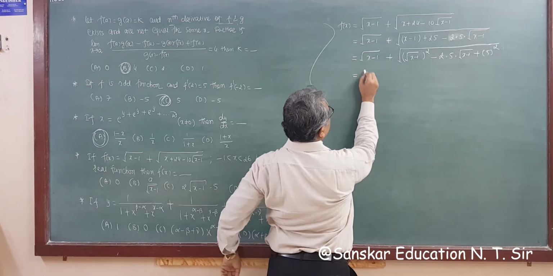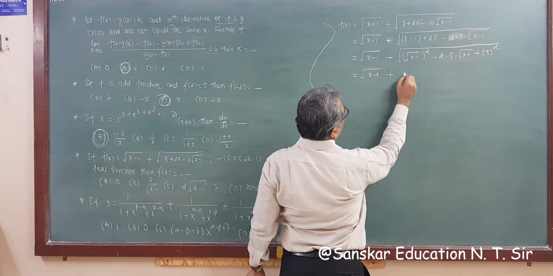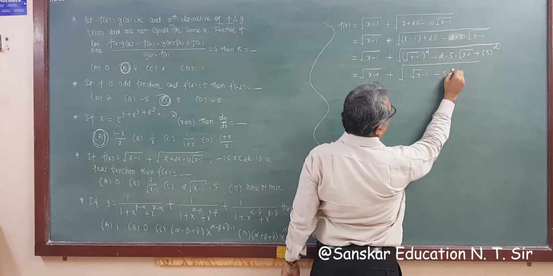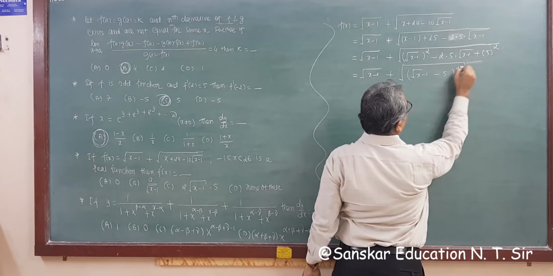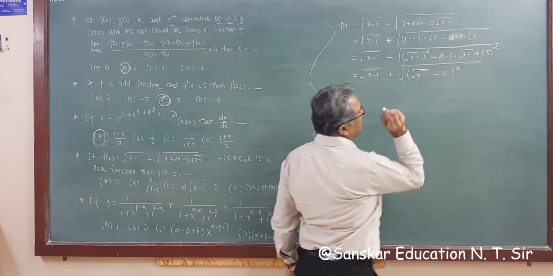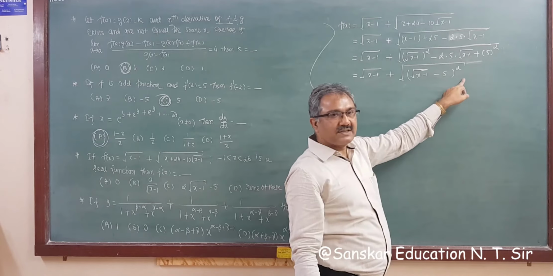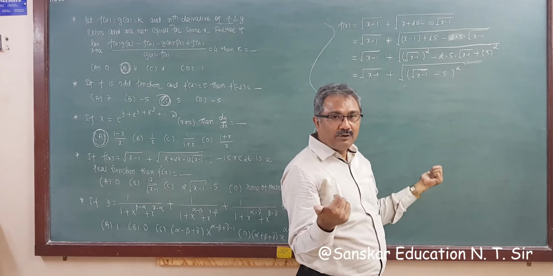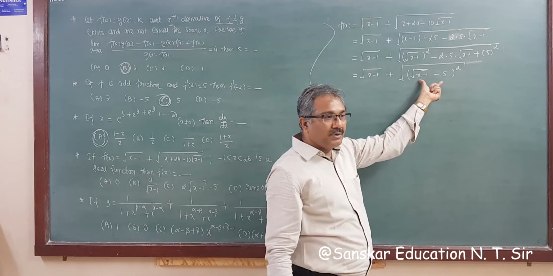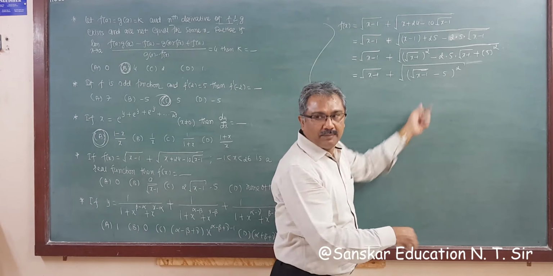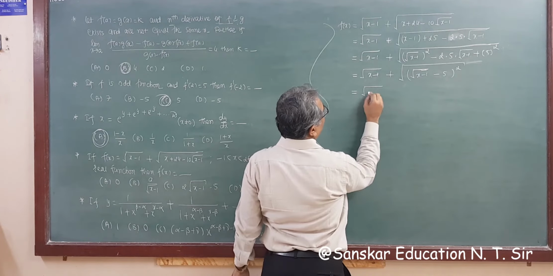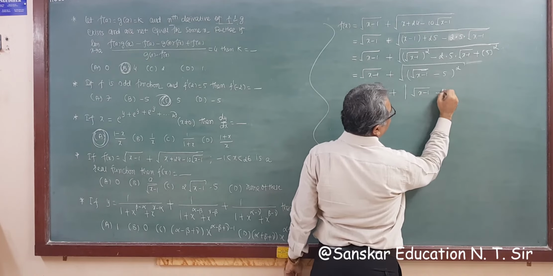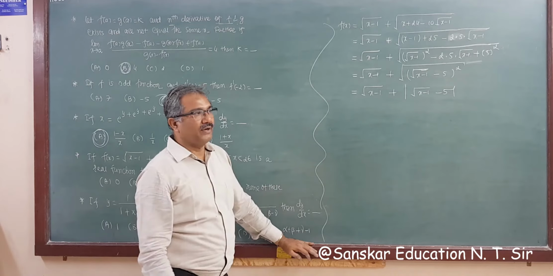So this is root x minus 1 minus 5 whole square. Now the square and square root are both here, so they will be gone. But we don't know whether the value is plus or minus, so we put the modulus here. So this is equal to root x minus 1 plus modulus of root x minus 1 minus 5. So we are taking the modulus value.